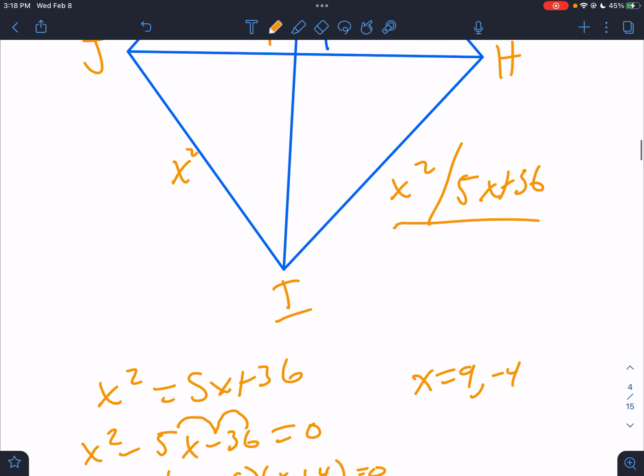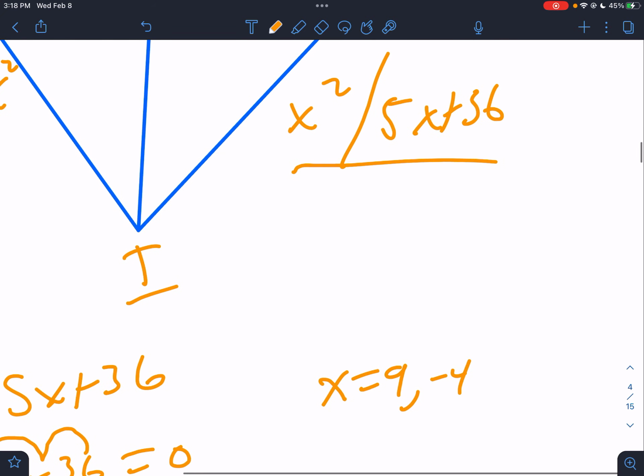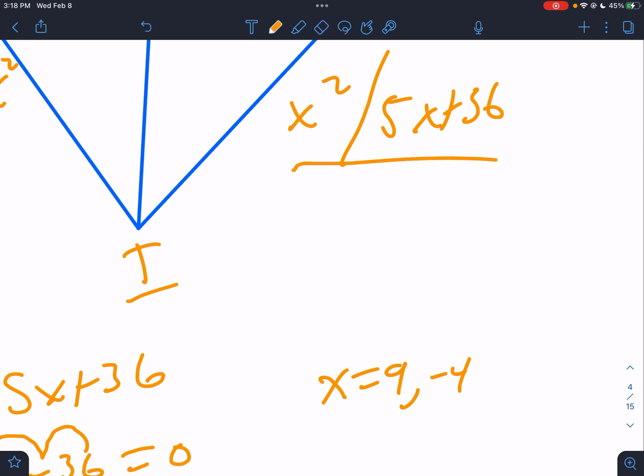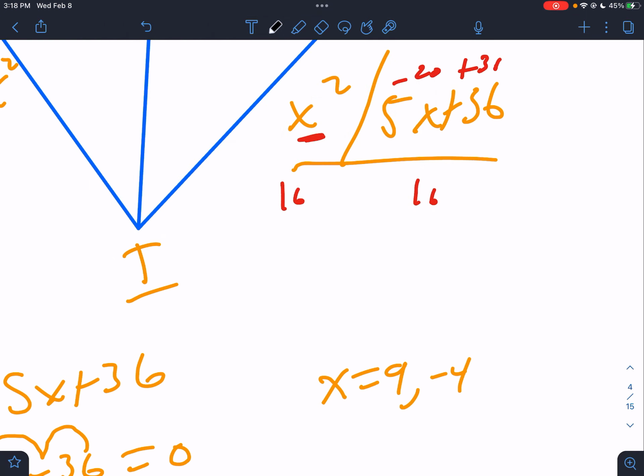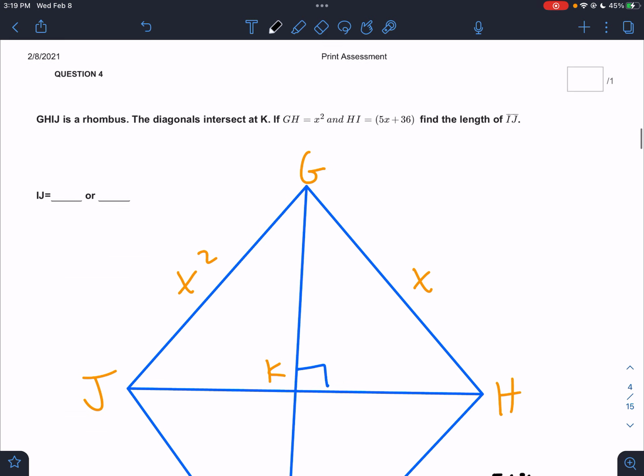Now let's plug them in. If I plug in negative 4, let's try that negative. That's one people don't like. What is negative 4 squared? 16. What is negative 4 times 5? Negative 20 plus 36, also 16. That's okay. 16 is fine. So it could be 16. How about 9? 9 squared, 81. 9 times 5 is 45 plus 36, also 81. So it's one of those, 16 or 81.